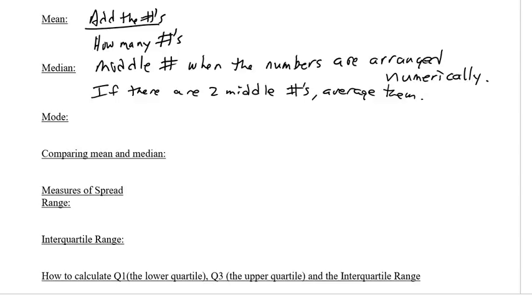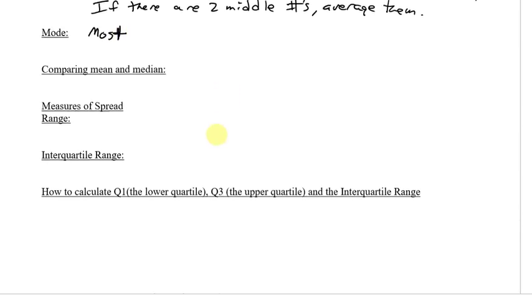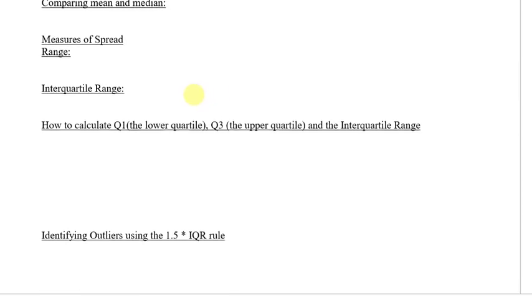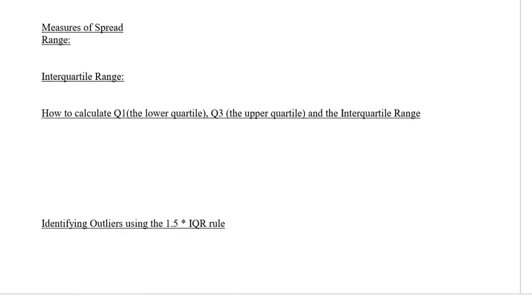Okay, our mode, just got to remember one thing: mode most. Mode most. It's the number that appears the most. Okay. And then measures of spread, the range. We've done this before. It's the highest minus the lowest. Max minus min, however you want to say it.